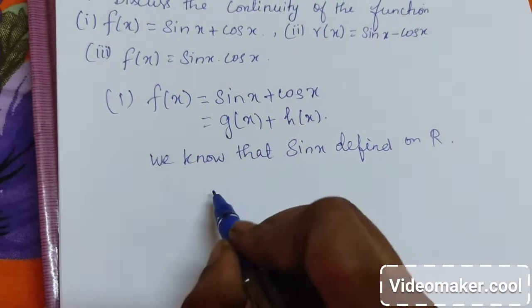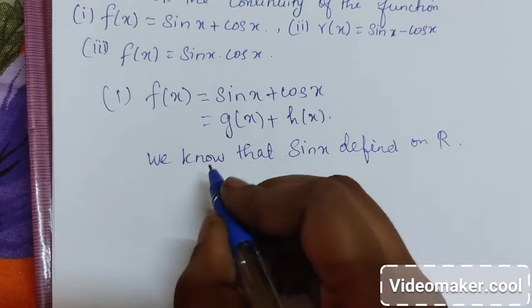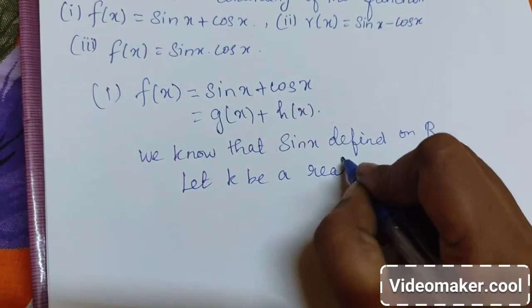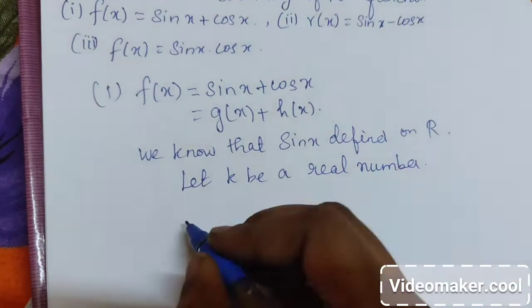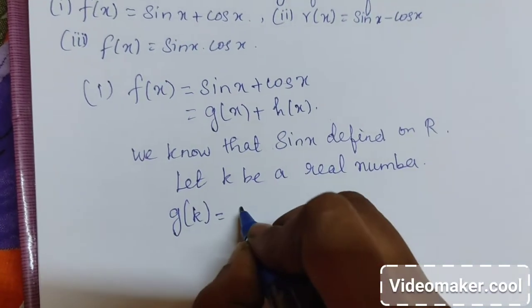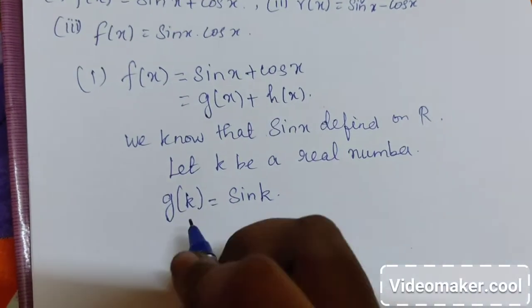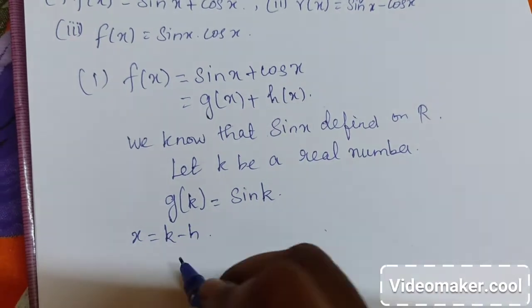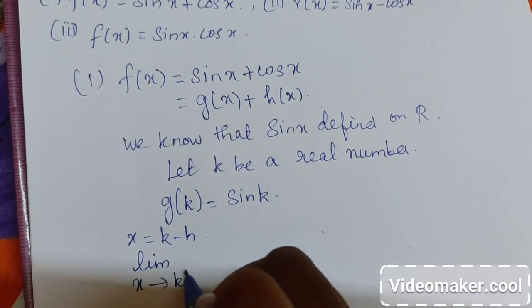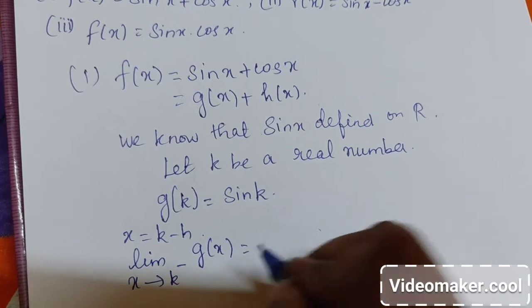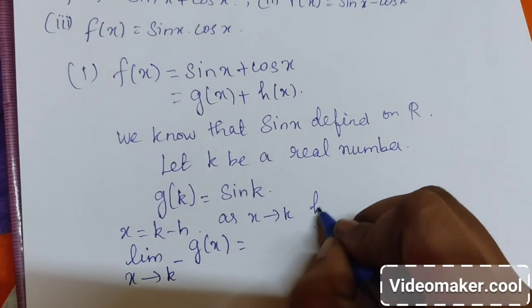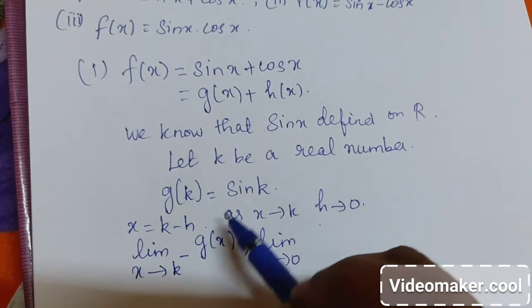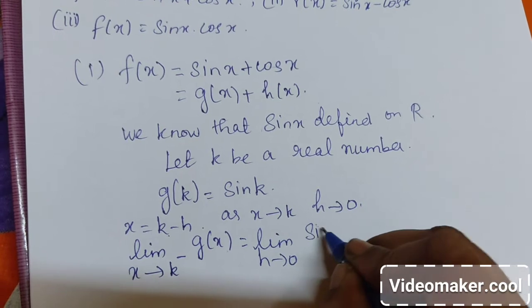Now we will consider the continuity. So let us take a real number. Let k be any real number. The functional value at k will be sin k. Now we will calculate the left hand limit. We will replace x as k minus h. So limit x tends to k from the left hand neighborhood of the function. As x tends to k, h tends to 0. So limit h tends to 0, and in this function we replace x as k minus h: sin of k minus h.